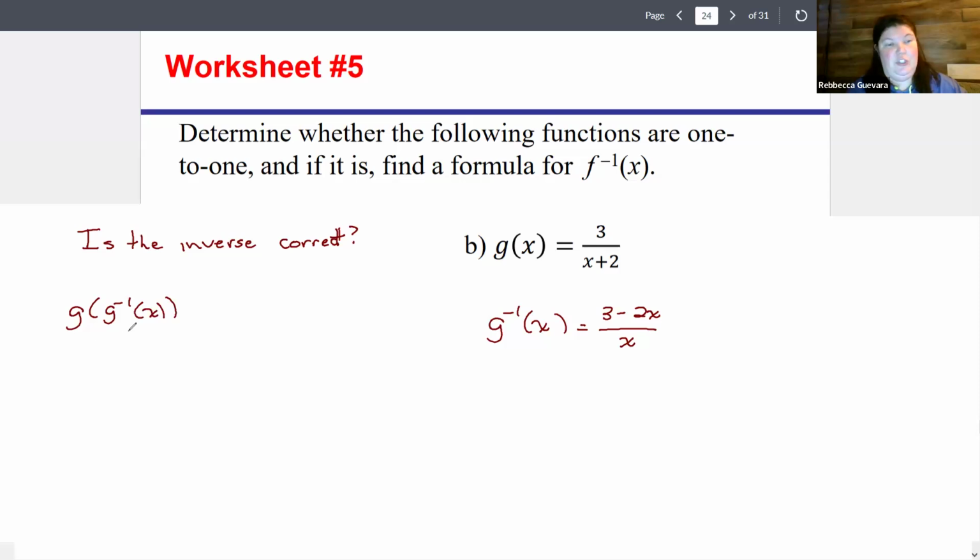So we'll compose g with the inverse of g. That means we're going to have g, and inside of g all our x's are going to be replaced with 3 minus 2x over x. So g was just 3 over x plus 2, well, x is replaced with 3 minus 2x over x. Okay, so let me just rewrite this without the parentheses.